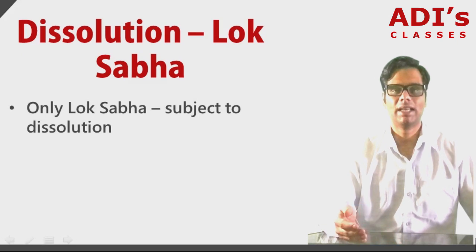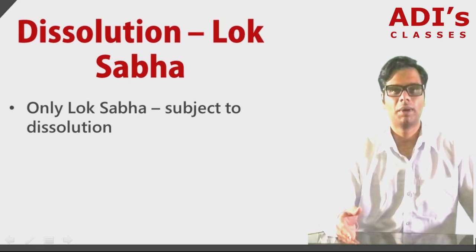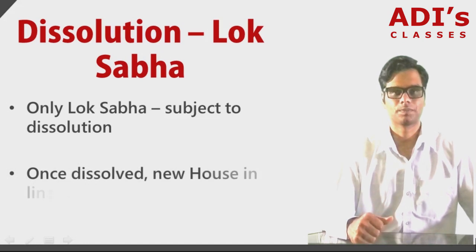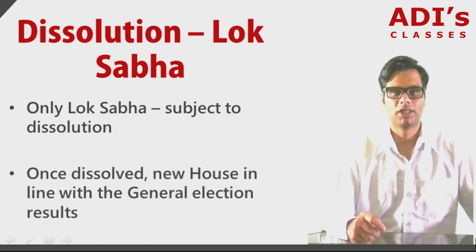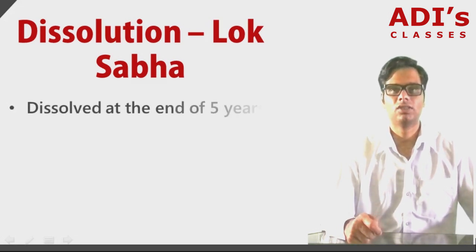Let's say a Lok Sabha has come in 2014. Now the life of a Lok Sabha is 5 years. So in 2019, once the Lok Sabha completes 5 years, the house is dissolved so that fresh elections can be held and a new Lok Sabha will come in. Once the Lok Sabha is dissolved, a new house is constituted in line with the results of the new general elections. The Lok Sabha is dissolved at the end of its term of 5 years.